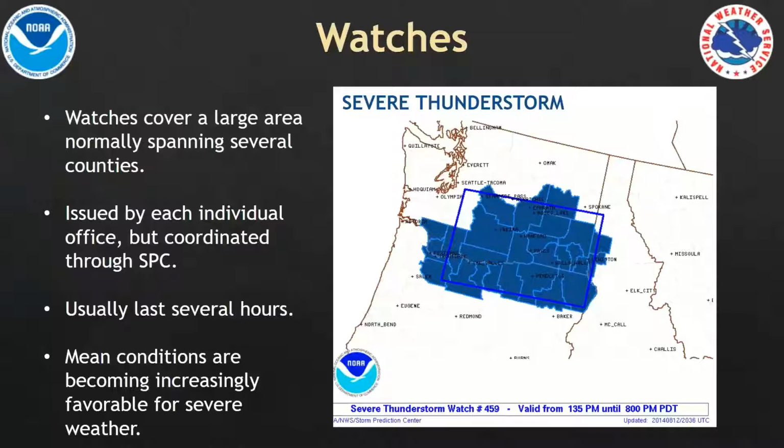If they think the conditions are right, they will issue either a severe thunderstorm or a tornado watch, more likely in our area, a severe thunderstorm watch. It covers a large area spanning several counties, issued by the individual office but coordinated through SPC. They'll last for several hours, and it means conditions are becoming increasingly favorable for severe weather. So if they think the severe weather is going to hit at 2 p.m., they'll probably try to get this out at 10 or 11 o'clock in the morning, for example.